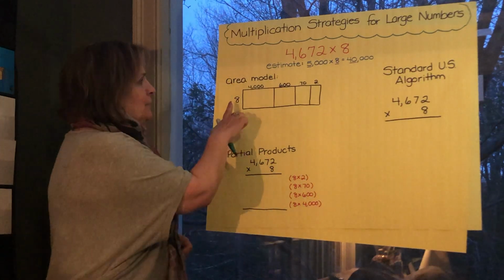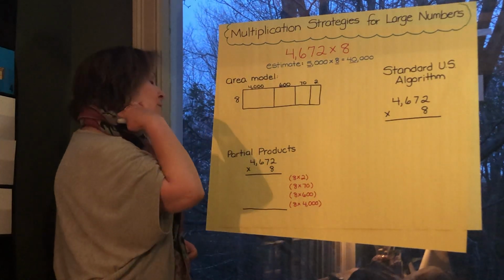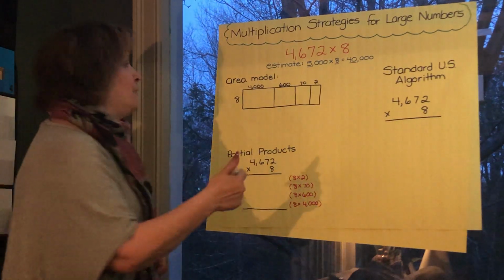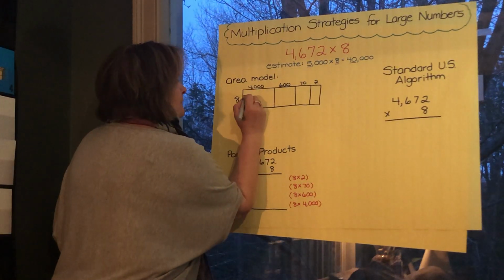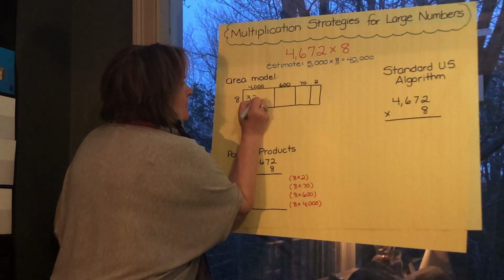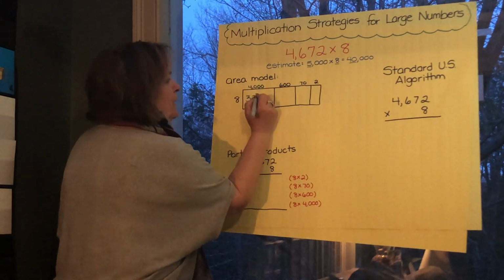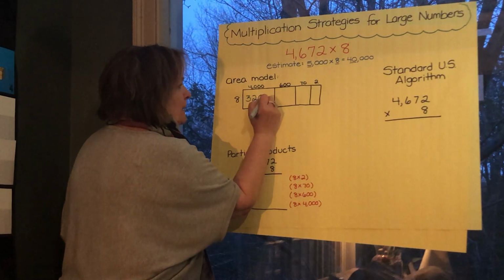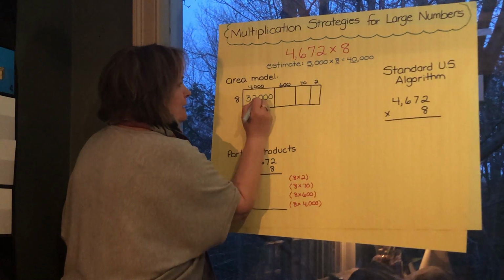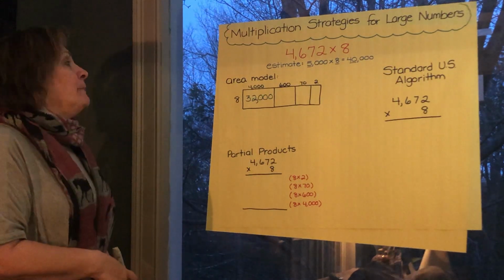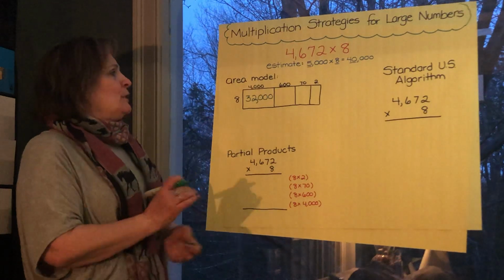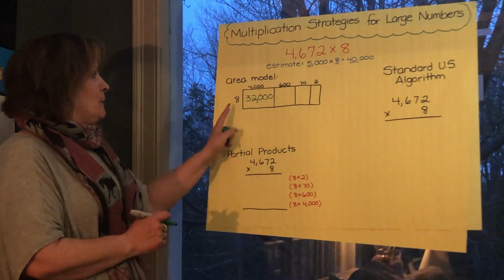So the first thing we're going to do is 8 times 4,000. We look for the fact. 8 times 4 is 32. But then we have to move up 3 place values, and since 32 is a whole number, we move up place values by sticking those zeros in the back of the number. So 4,000 times 8 equals 32,000. And then we move on.